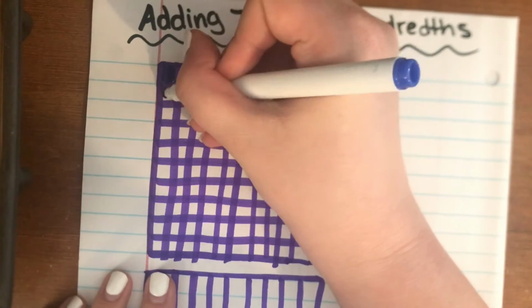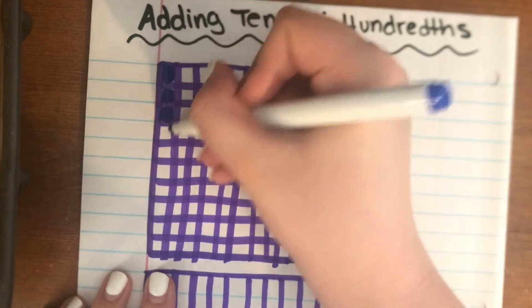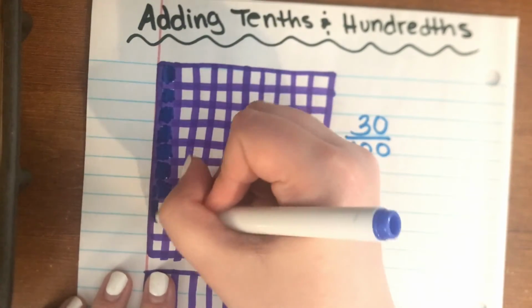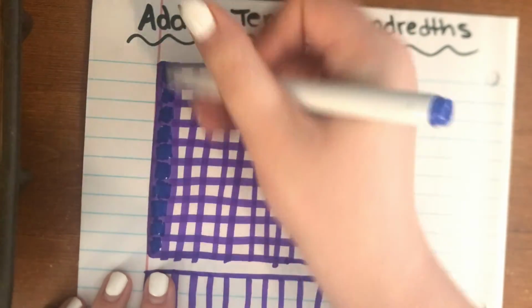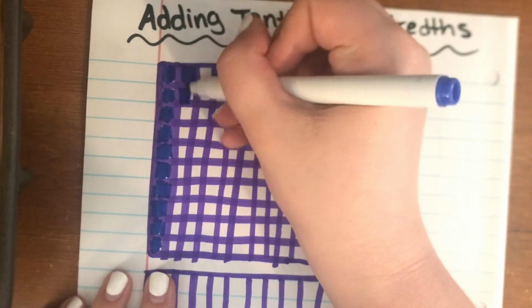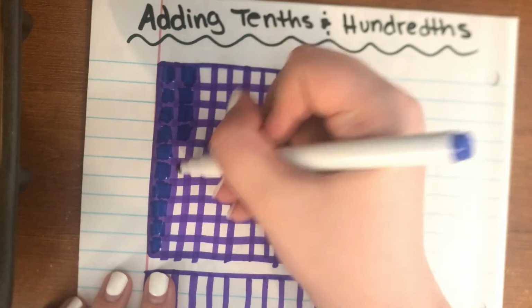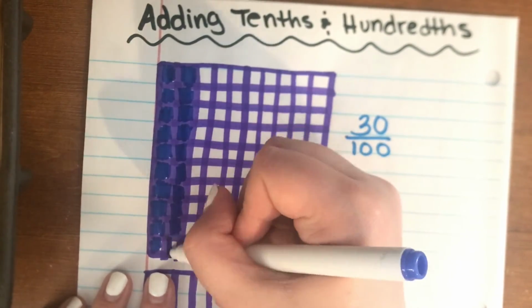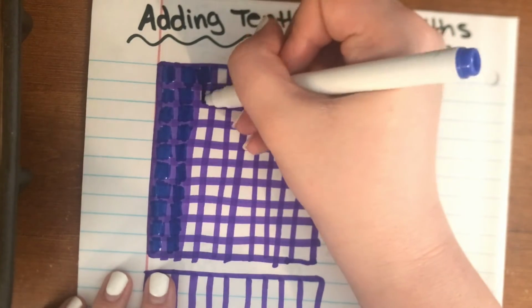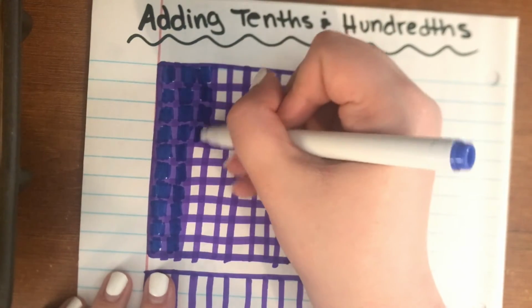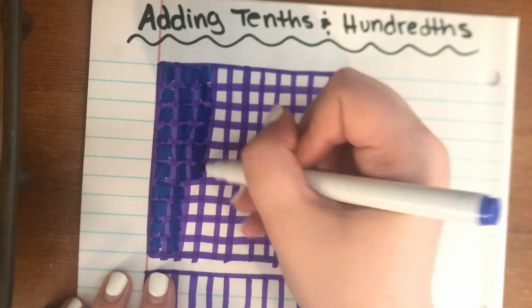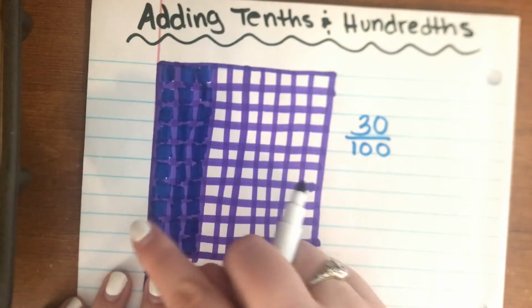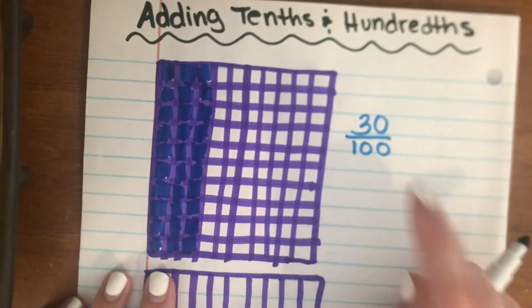1, 2, 3, 4, 5, 6, 7, 8, 9, 10, 11, 12, 13, 14, 15, 16, 17, 18, 19, 20, 21, 22, 23, 24, 25, 26, 27, 28, 29, 30. I just shaded in 30 hundredths.